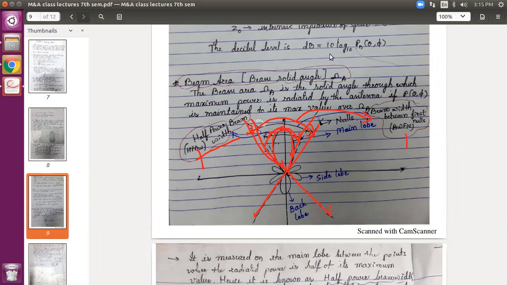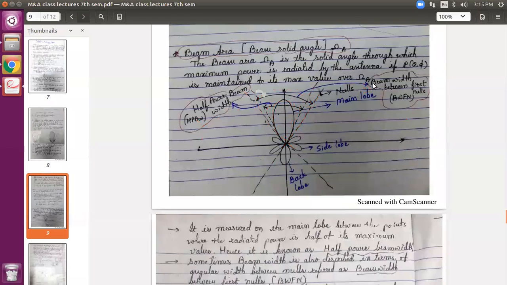This was the structure explained in the previous class. Now, let us move further. We will just see some points regarding this beam area.